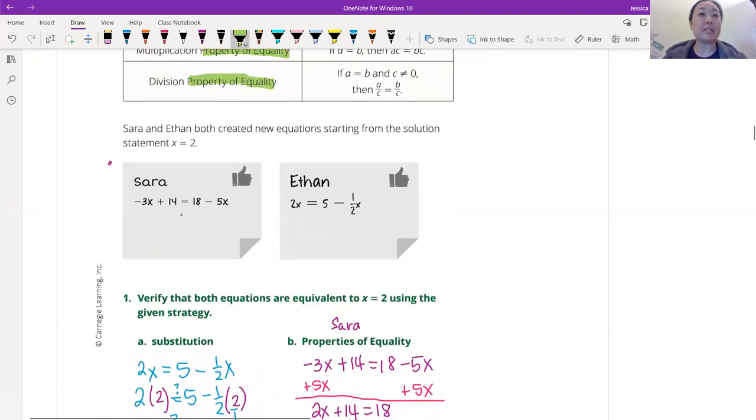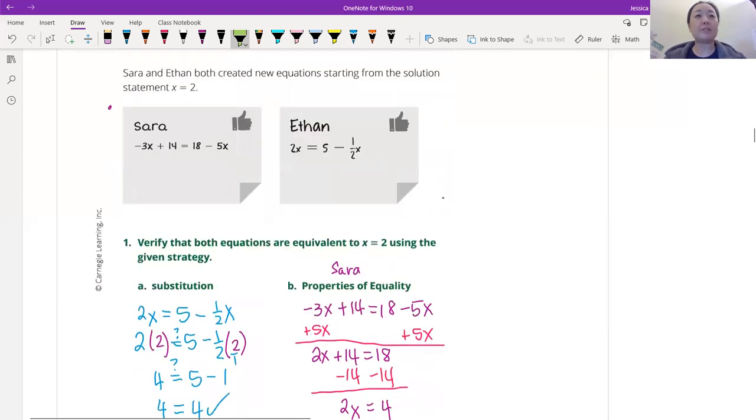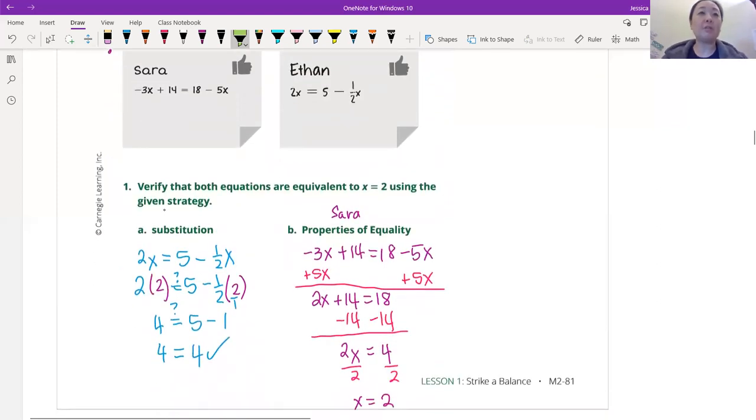So now, if you notice, Sarah and Ethan both did the same thing. They started with x equal to 2. Notice for them, they added, subtracted, multiplied, divided different things, and they got these equations. So we're just going to check them. Notice right here on the left, we use substitution for Ethan, and we used properties of equality for Sarah. Technically, we could use the property of equality for Ethan, and we can reverse them. It doesn't matter. I just wanted to do one way in class.